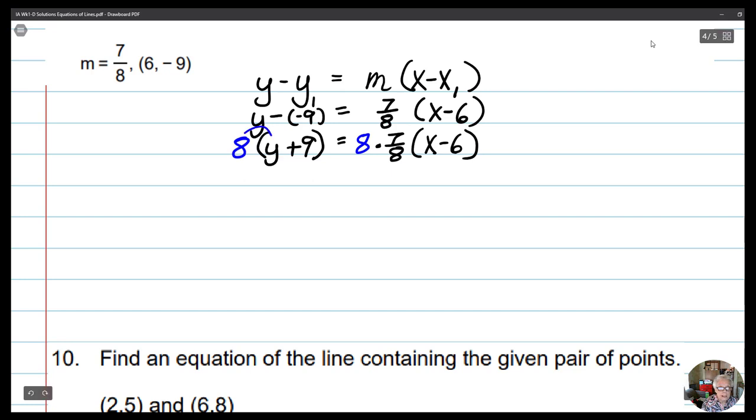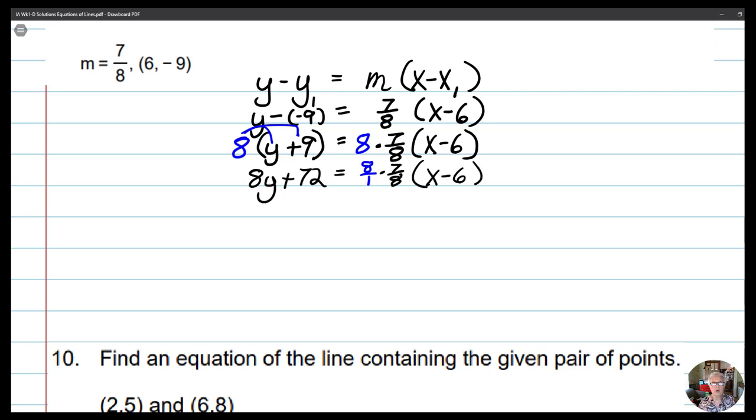Now, over on the left, I'm going to distribute the 8. That's not a big deal. But over on the right, I'm going to write 8 as a fraction, 8 over 1. They're the same thing. But here, let's start from left to right, so I don't miss any steps. Here's the whole reason I did this. We multiply left to right. That means I'm going to be multiplying 8 over 1 times 7 over 8, and this multiplication is going to take place before anything gets multiplied by x minus 6.